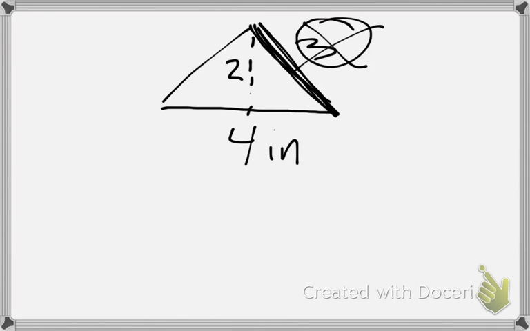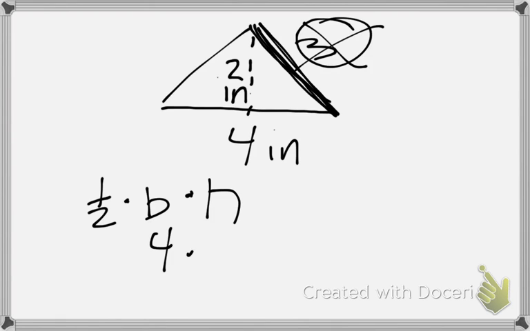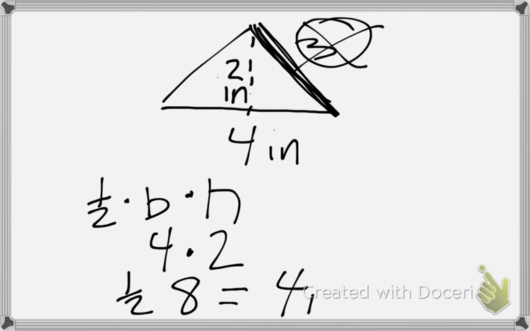And I'm going to assume these are inches here. So if I want to find the area of this triangle, the formula is 1/2 times base times the height. So the base is 4, the height is 2. So 4 times 2 is 8. If I take half of that, that is going to give me 4. So my area is 4 inches squared.